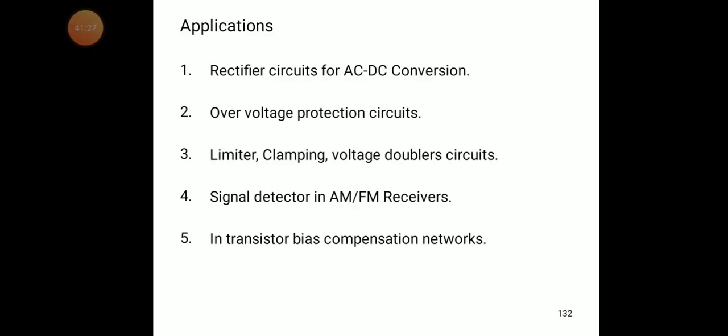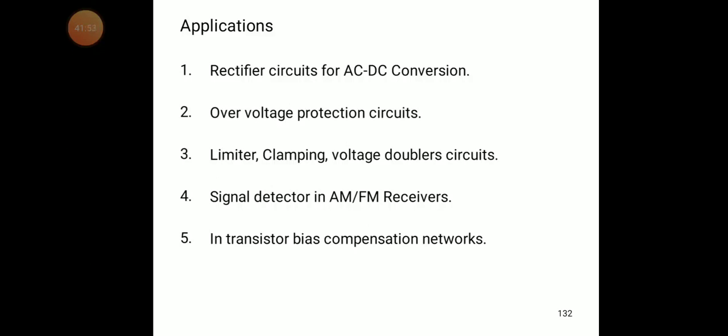In that also we are using diodes. Limiter, clamping, and voltage doubler circuits. Limiter means limiting the voltage. In order to clamp the voltage, that is, to introduce another level, we also use the PN junction diode. In voltage doubler circuits, we use these diodes.